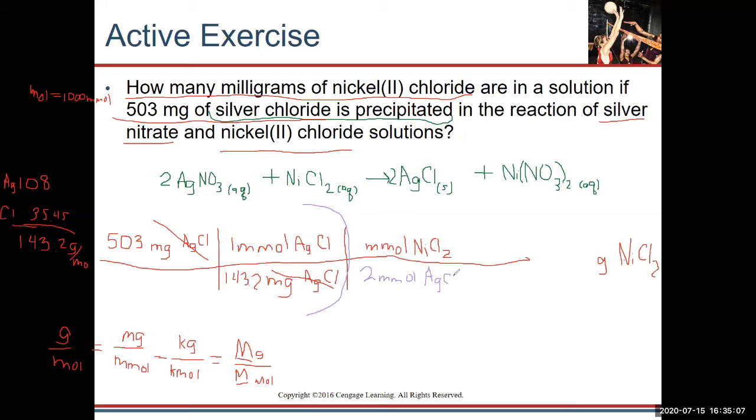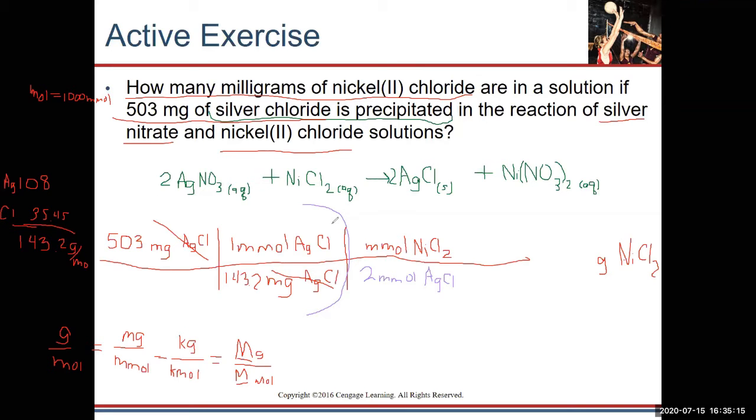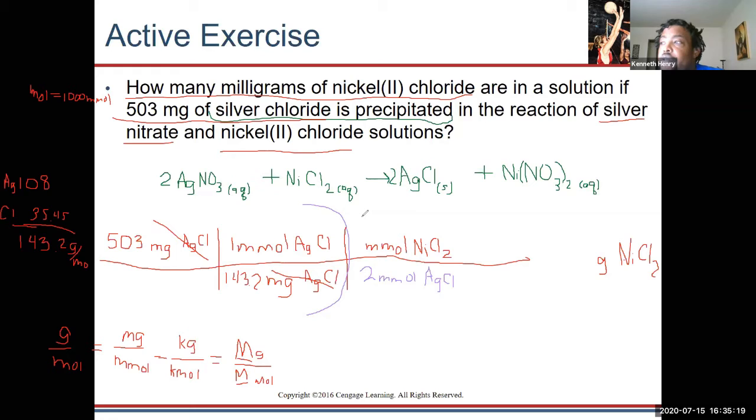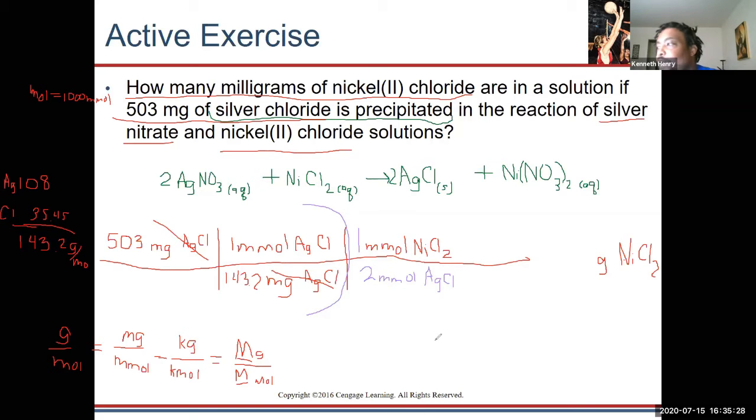What is the mole ratio? So you said 2? Where did you get that 2 from? I have it from the silver chloride coefficient. So don't I need the coefficient for the nickel? What is the coefficient for the nickel chloride? 1. Oh, okay. So that's good. So now we can cross out our silver chloride, and now we have moles of nickel chloride.